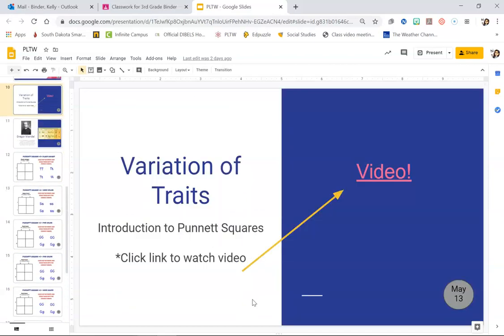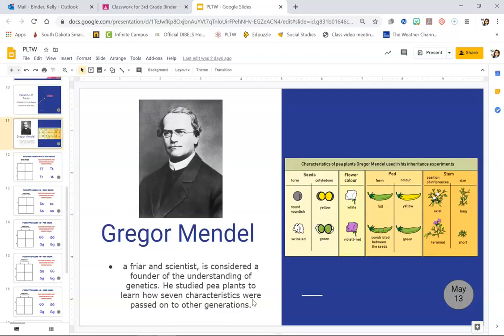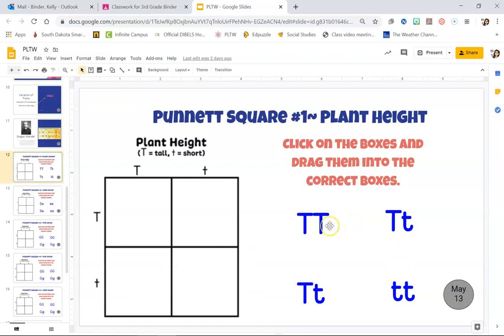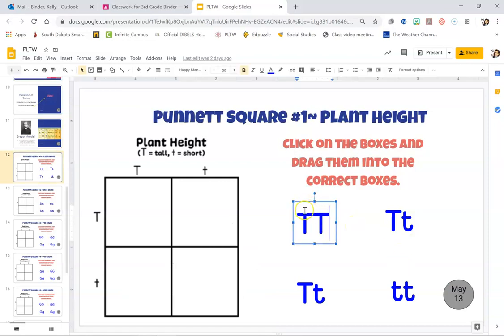You're going to watch the video and they're going to introduce and talk about what Punnett squares are and how you complete a Punnett square. Quickly, just read about Gregor Mendel and about traits that he worked with. Then you should be able to click. You want to wait until you get these four arrows, the kind of diamond shape, and you should be able to drag which box they belong in.